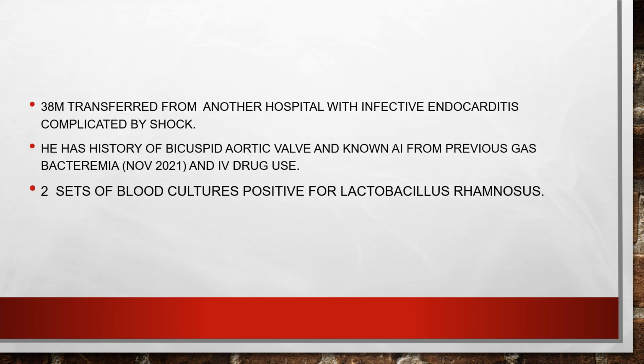Case 3 is a 38-year-old male who was transferred from another hospital with infective endocarditis, complicated by shock. He has a history of bicuspid aortic valve and known AI from previous group A streptococcus bacteremia in November 21, so that's 3 months before this, and he's a known IV drug abuser. 2 sets of blood cultures at this time were positive for Lactobacillus rhamnosus.